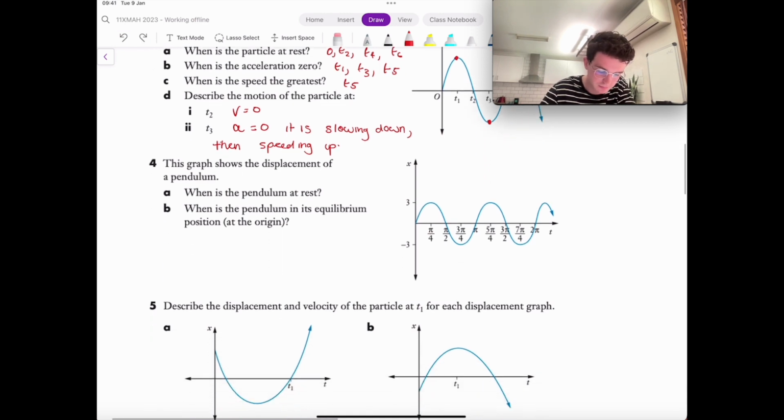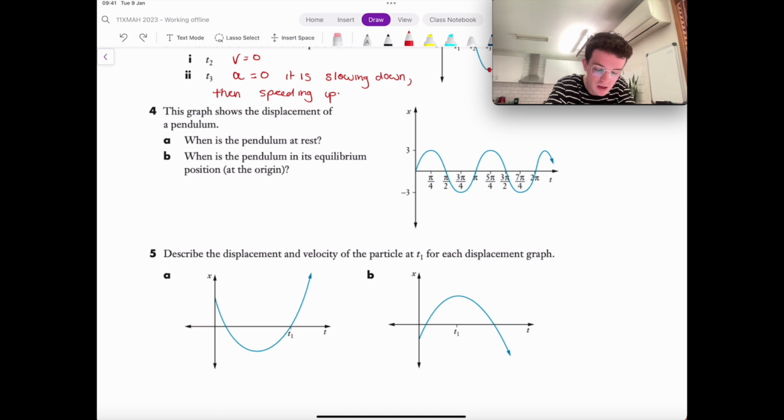Number 4, when is the pendulum at rest? Well, this is a sine graph. You're going to learn later that the differentiation of sine is cos. When is the pendulum at rest? Well, the pendulum is at rest when your first derivative is 0. That's because the first derivative is velocity. So here, here, here, here, and here. When is the pendulum at the origin? Well, it's just here, here, here, and here.